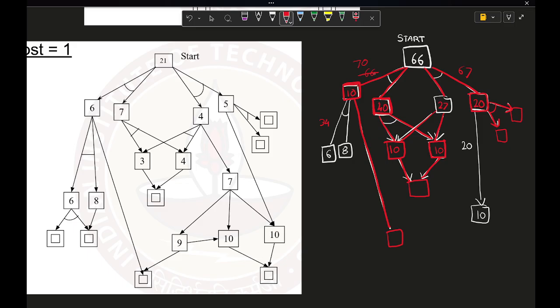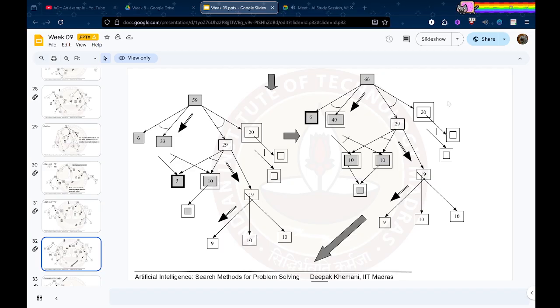Now that start node is an OR node. So the left child is solved. One child is solved, so it will solve and end there. Yes, 70 is the answer. It won't try to solve this. It will not pick up the 67 thing. Okay, let's just watch the lecture.